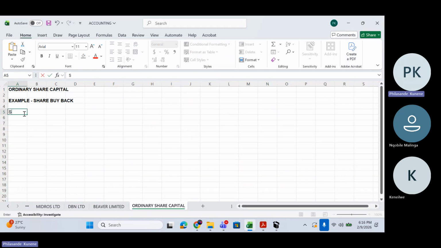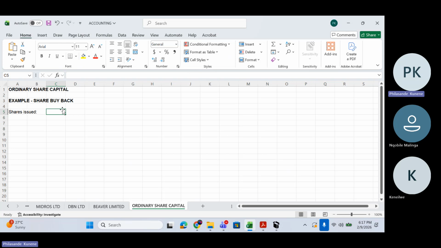Now, shares that have been issued, how do we record them? Because when I issue shares, I'm going to receive cash as a company. We are the ones issuing shares, the company is issuing shares. So when we issue those shares, we are going to receive what? We are going to receive cash.